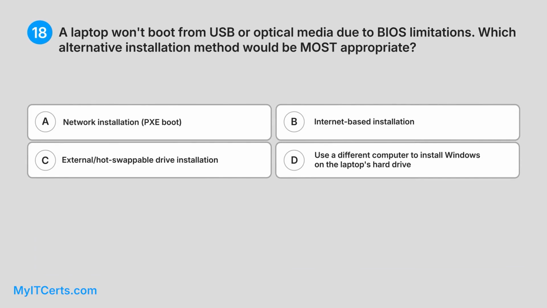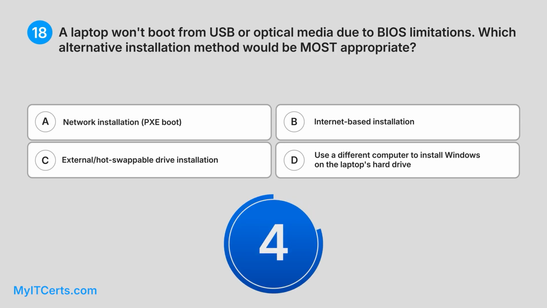18. A laptop won't boot from USB or optical media due to BIOS limitations. Which alternative installation method would be most appropriate? A. Network installation, PXE boot. B. Internet-based installation. C. External/hot swappable drive installation. D. Use a different computer to install Windows on the laptop's hard drive.